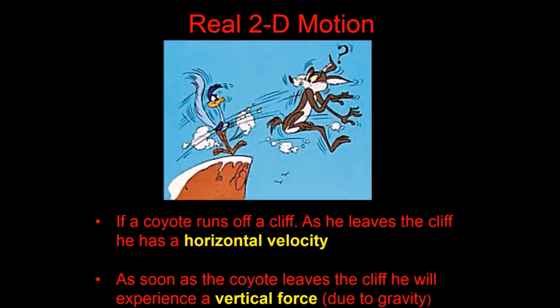So let's really study what would happen to a coyote if he ran off a cliff. So we're using real physics here and applying it to cartoons. If a coyote runs off a cliff, as he leaves the cliff, he will have his horizontal velocity. As soon as the coyote leaves the cliff, he'll experience a vertical force. Now he's always experiencing that vertical force, even though he's on the ground. It's just that it's not having the effect of accelerating him down in the y direction. He's not picking up speed in the y direction because he's in contact with the ground until he leaves the ground.